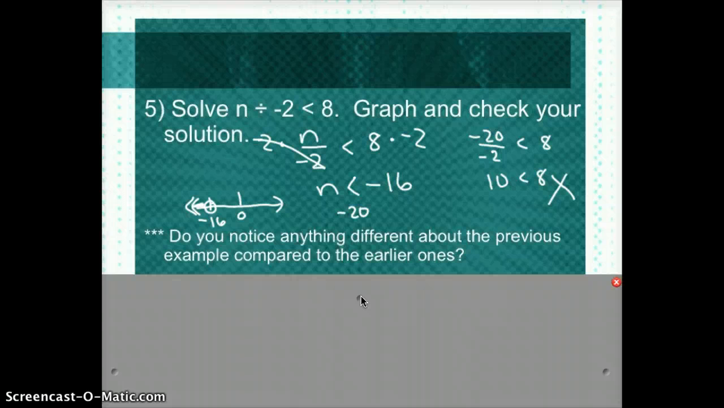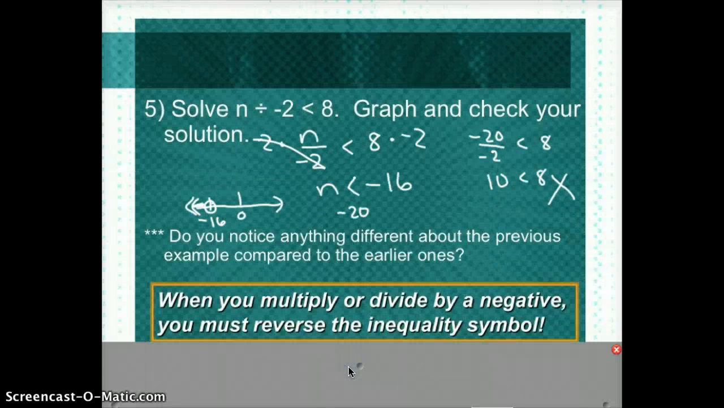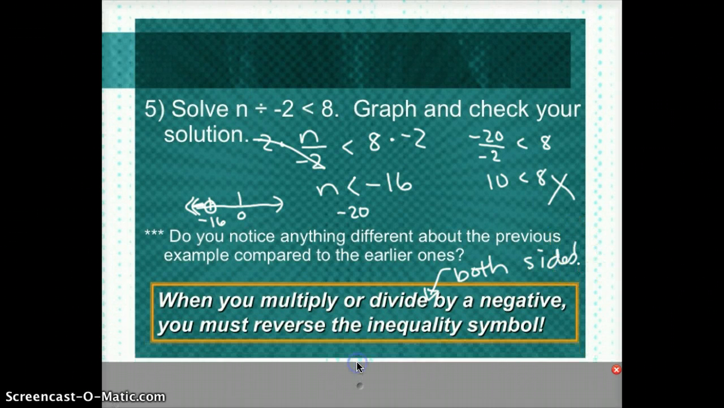Okay, do you notice anything different about this example right here, number 5, compared to the earlier ones? I don't know if you do notice, but we did something to both sides, and what we did is we multiplied both sides by a negative. When that happens, when you multiply or divide both sides by a negative, you must reverse the inequality symbol.